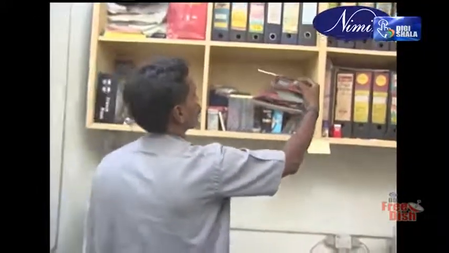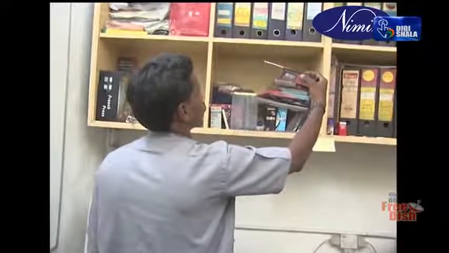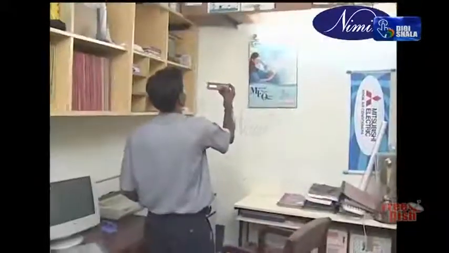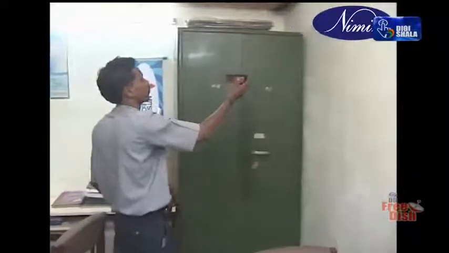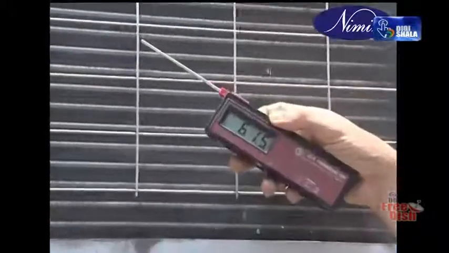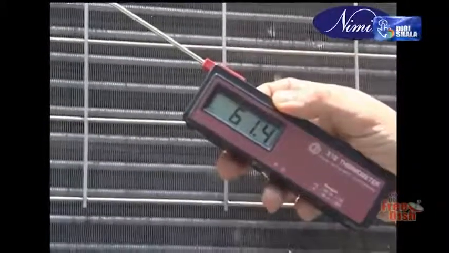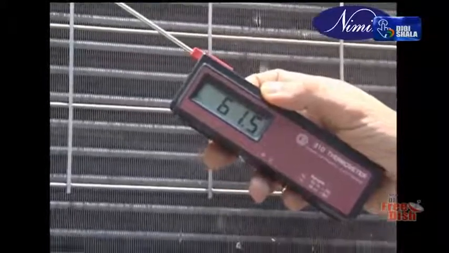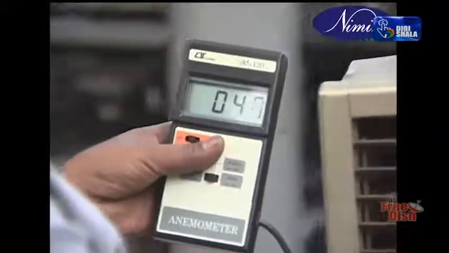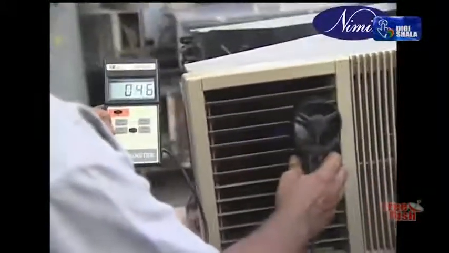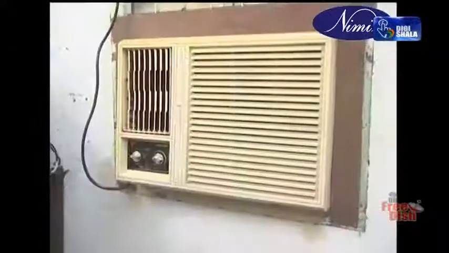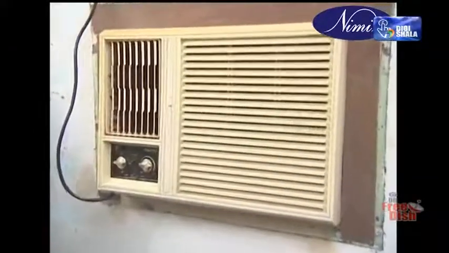Take at least 3 readings at an interval of 10 to 15 minutes in different places in the room with a thermometer. Take grill temperature, evaporator air temperature. By velocity meter, check and note the air velocity at the grill. Check the condenser air outlet temperature and velocity. Check the condensate water drains.